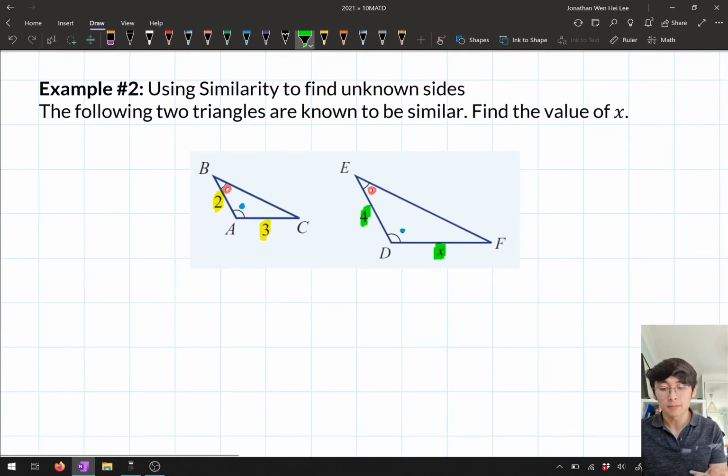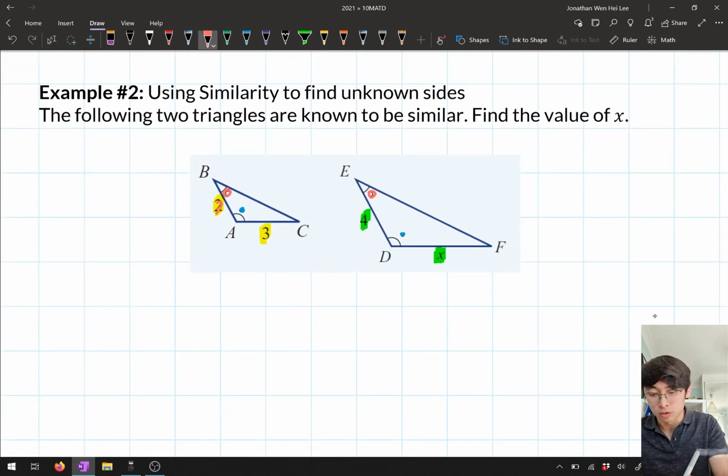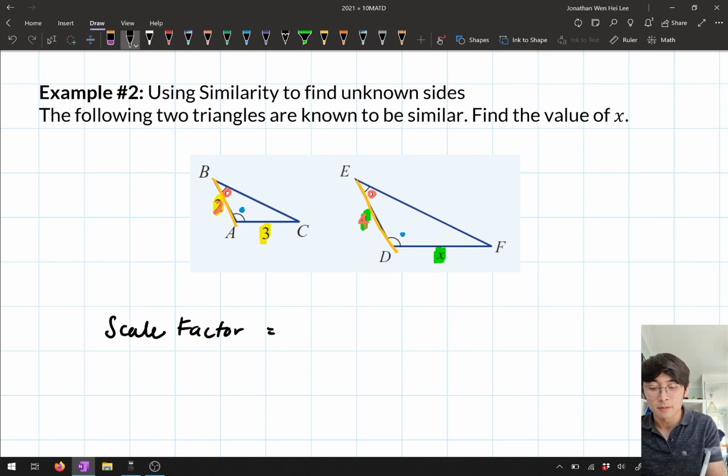So if you have a look here, well, I've got this side 2 over here. That matches up with this side 4 over here. So if you have a look, they're in the same spot. They have the two angles, the red angle and the blue angle, at either end. And so these two sides are going to be corresponding. So here I'm going to use my scale factor formula. And so the scale factor is 4 divided by 2, which just gives me 2.